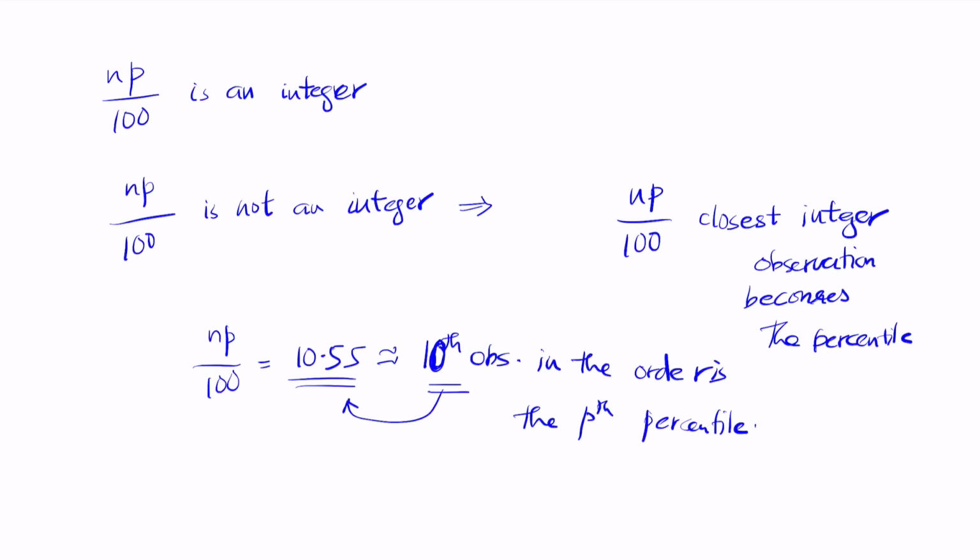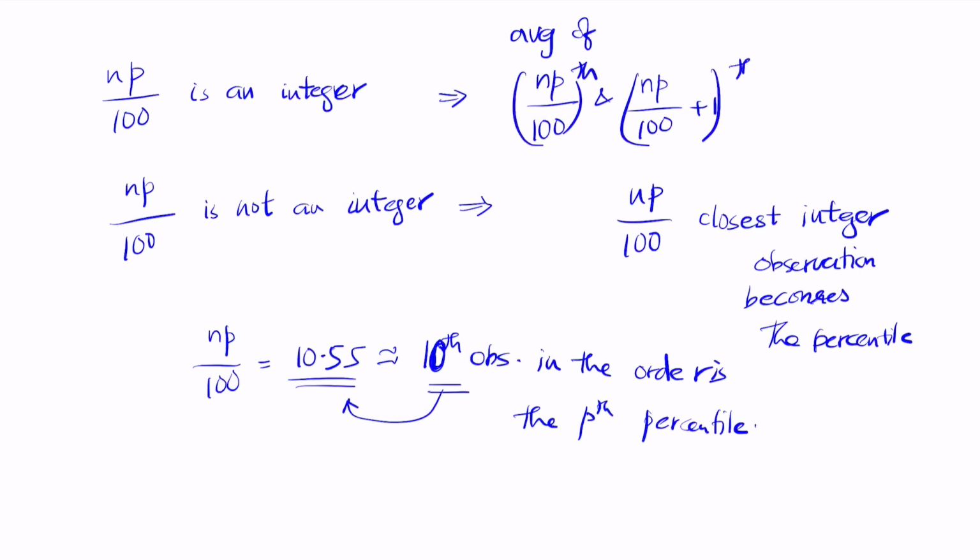Now what if NP by 100 is an integer? Then we take two values, NP by 100 and NP by 100 plus 1. The average of the NP by 100 observation and the NP by 100 plus 1 observation is the percentile. Now this might sound a little bit confusing, so we'll do a problem so that you understand how percentile in general works.